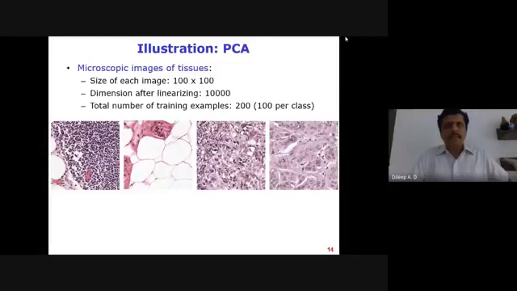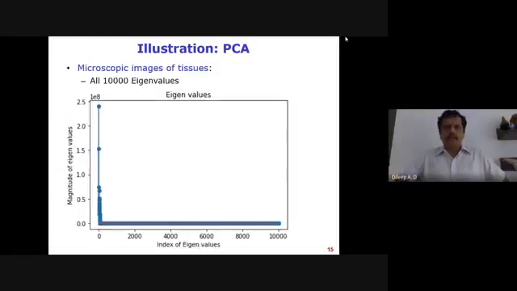Now if I plot these eigenvalues, the x-axis is the number of eigenvalues, so there are 10,000 eigenvalues. You can see that very few eigenvalues have a very large value, and all the rest are very small. This is a clue for us that those very small eigenvalues need to be discarded. In other words, the eigenvectors corresponding to those eigenvalues need to be discarded. Let me zoom this out and plot only the leading 100 eigenvalues.